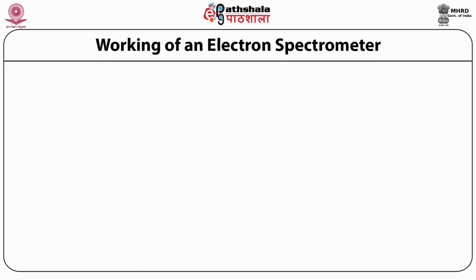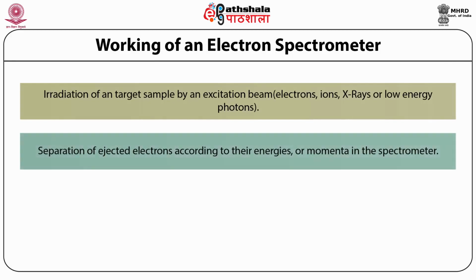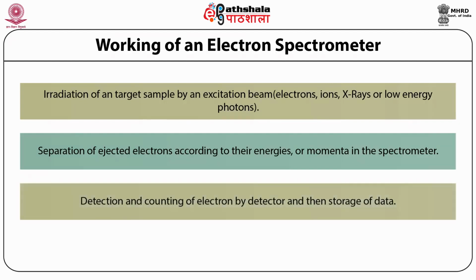Now we will see how an electron spectrometer works. First of all, the sample is irradiated by an excitation beam which can be electrons, ions, X-rays or low energy photons. Then the ejected electrons are separated according to their energies. After that, detection and counting of electrons is done by the detector. And finally, the data is recorded.